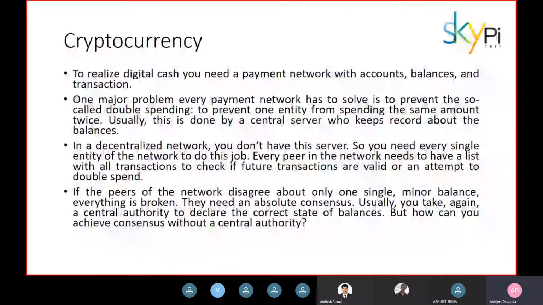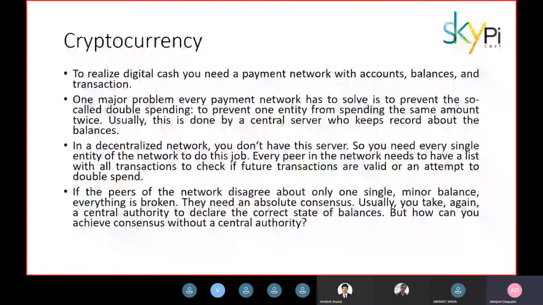But in a decentralized network, we don't have this server to maintain all these balances. So what we need is for every single entity of the network to do this exact same job. Since blockchain is a peer-to-peer network, every peer in this network needs to have a list of all the transactions to check whenever future transactions are happening, whether they are valid or they are an attempt to double spend. So the technology behind blockchain and the cryptocurrency actually checks and prevents the problem of double spending.